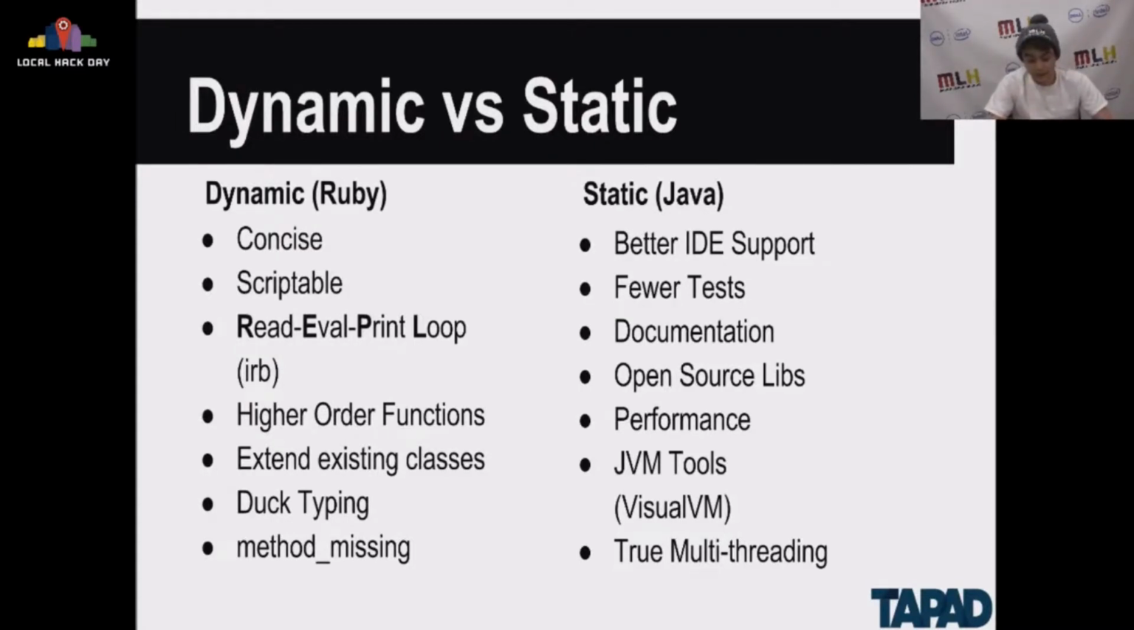And then, on the other side of the spectrum, there's Java. So, a very classic language, better IDE support. People say that they write fewer tests with Java code. A lot of open source libraries, good performance, JVM tools, better multi-threading support than Ruby or Python or any of the more modern dynamic languages.